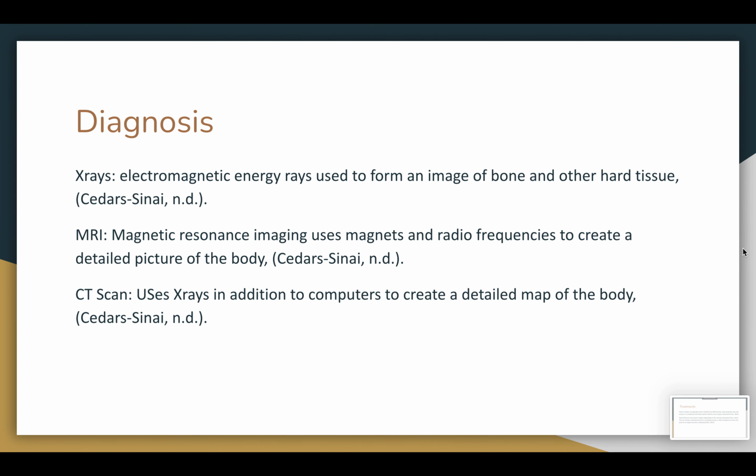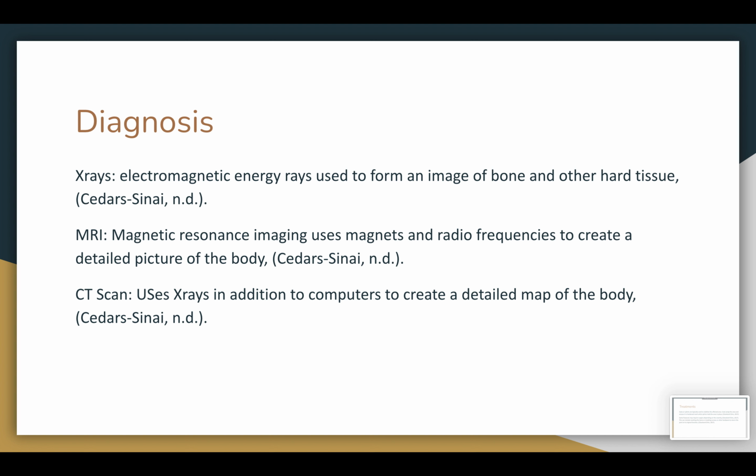Diagnosis of a broken bone: you will use X-rays, which are electromagnetic energy rays used to form an image of bone and other hard tissue. MRIs are magnetic resonance imaging, using magnets and radio frequencies to create a detailed picture of the body. An MRI can typically capture a lot of the dense tissue also, not just the bones. So if it is an avulsion, then you can picture both the broken bone and the torn ligaments or torn muscles. A CT scan uses X-rays in addition to computers to create a detailed map of the body.